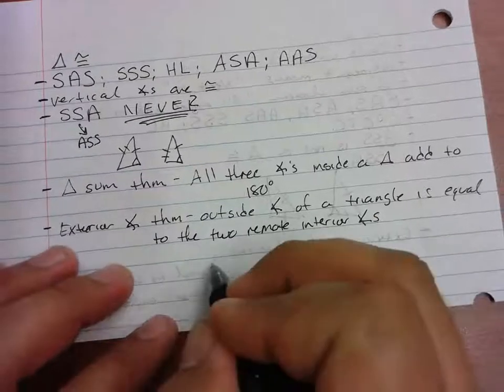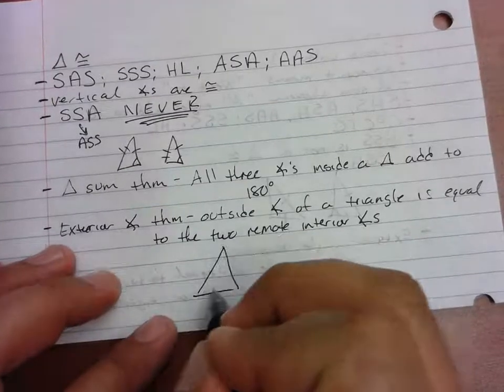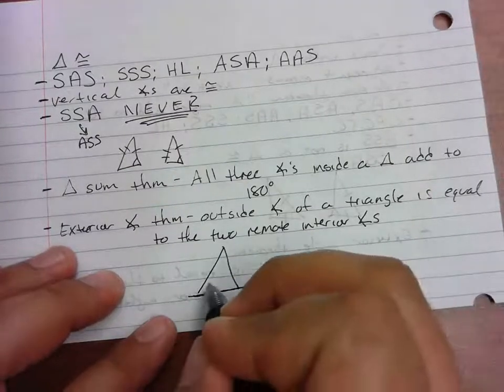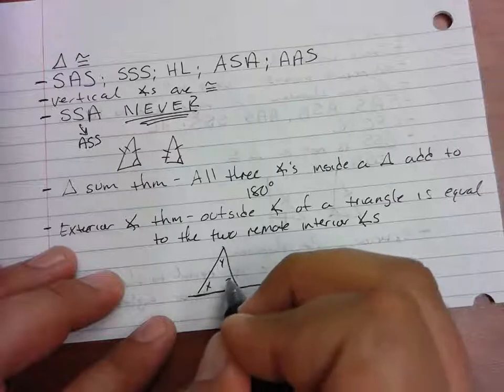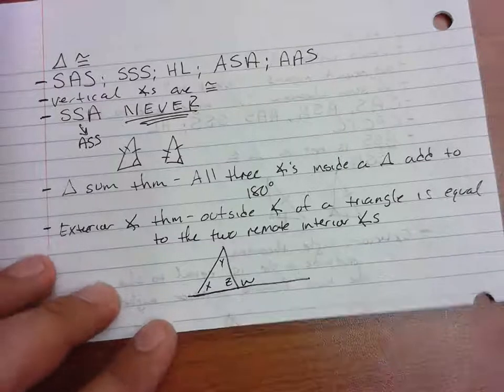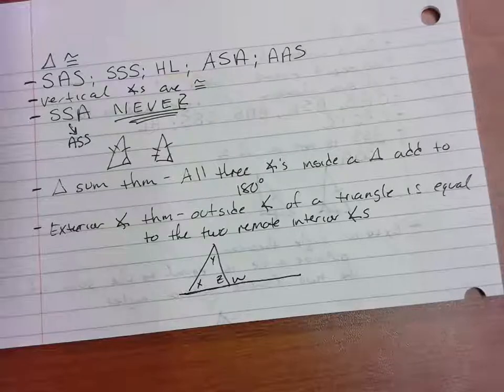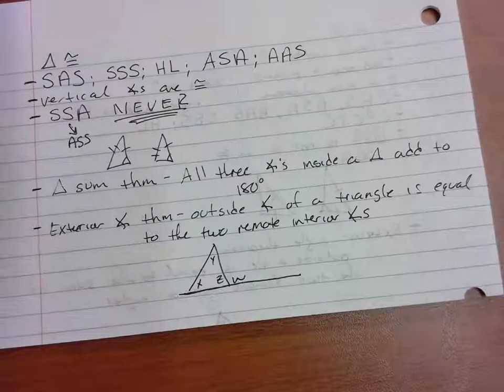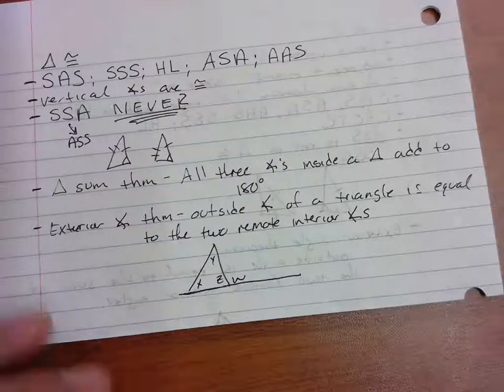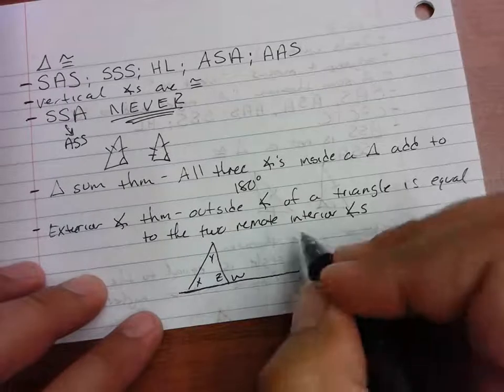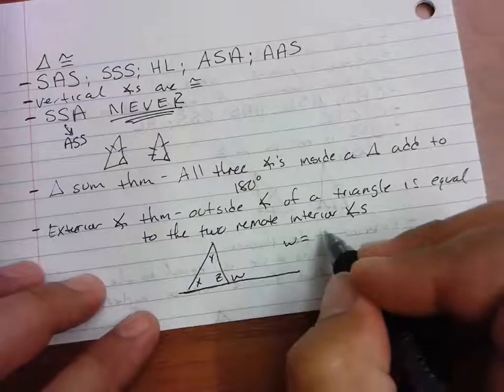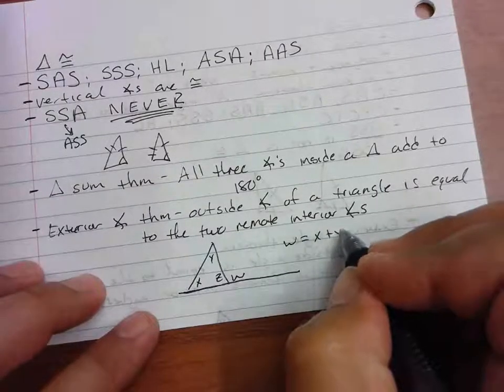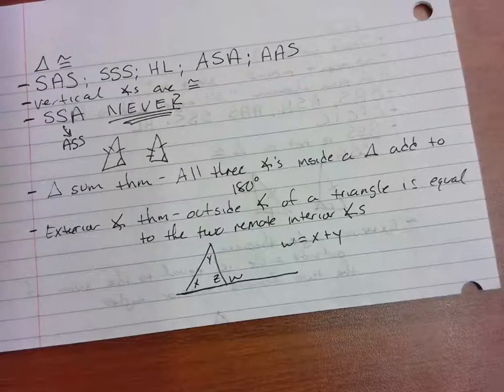So here's what you're going to see in a picture. You have X, Y, Z, and W. See how W is outside the triangle? W touches Z. So that means, according to the exterior angle theorem, W is going to be equal to X plus Y, the 2 angles it does not touch.